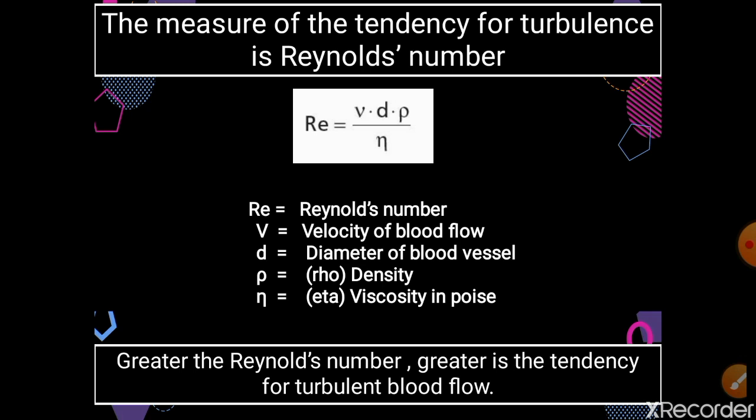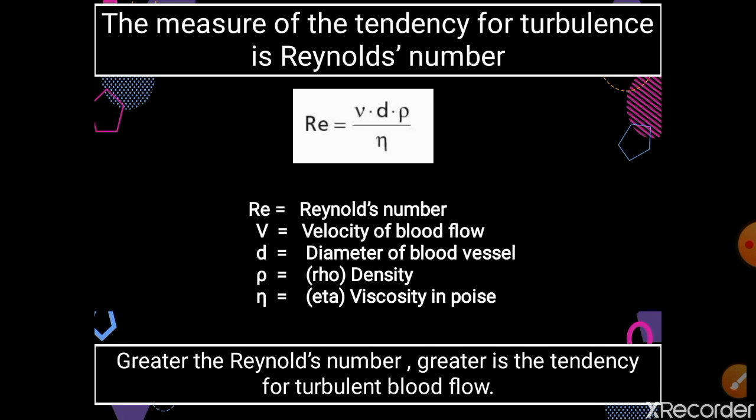As the velocity of blood increases, the chances or tendency to turbulence increases. Now let's see the effect of diameter on turbulence. Diameter of a blood vessel is directly proportional to turbulence. As the diameter of the blood vessel increases, the chances or tendency of turbulence increases.